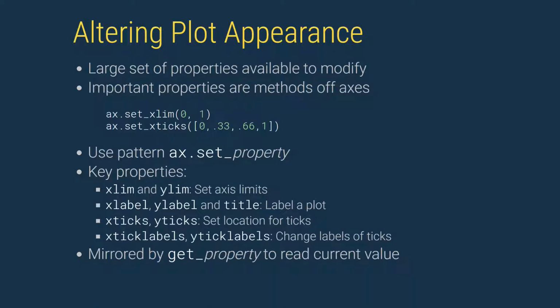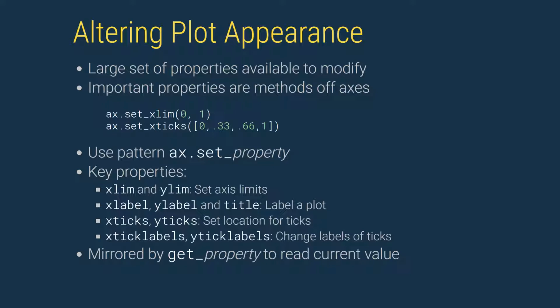Figures expose many properties that can be used to customize their appearance. The most common are methods that are attached to an axis. Properties are changed by calling the method setProperty, where property is a descriptive name of the property being changed. Common properties include xlim and ylim, which change the range of the values shown, xlabel, ylabel, and title that label axes or set the title, xticks and yticks that set the location of the tick markers, and xticklabels and yticklabels that change the labels shown on the ticks.